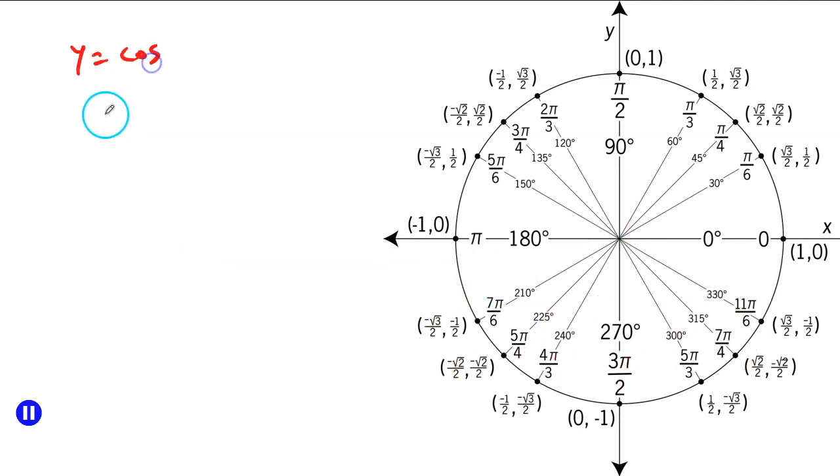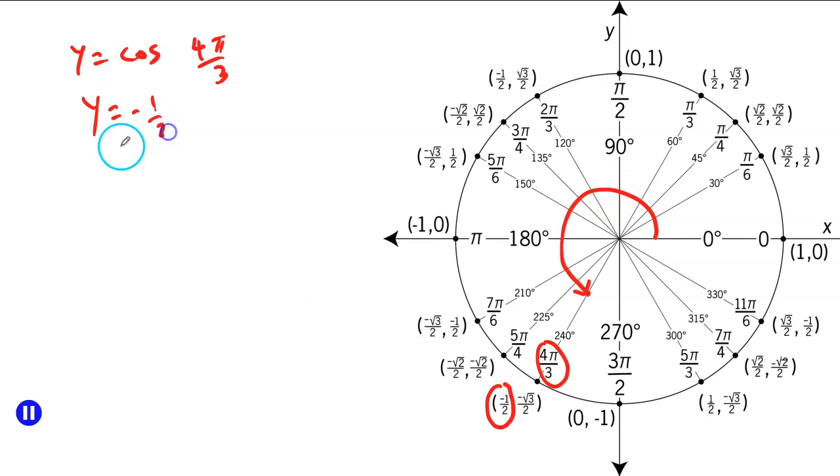Let's go straight to the hard ones. I'm asking you, cosine of 4 pi over 3. Remember, this is not the inverse, so I'm asking you for a ratio. So you go, this is alright, great. 4 pi over 3, this is 4 pi over 3. My cosine is the first value, so my answer is negative 1/2.